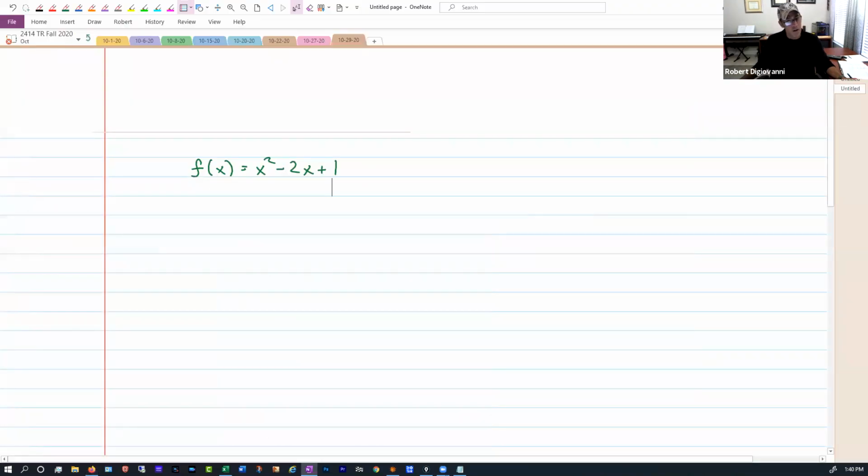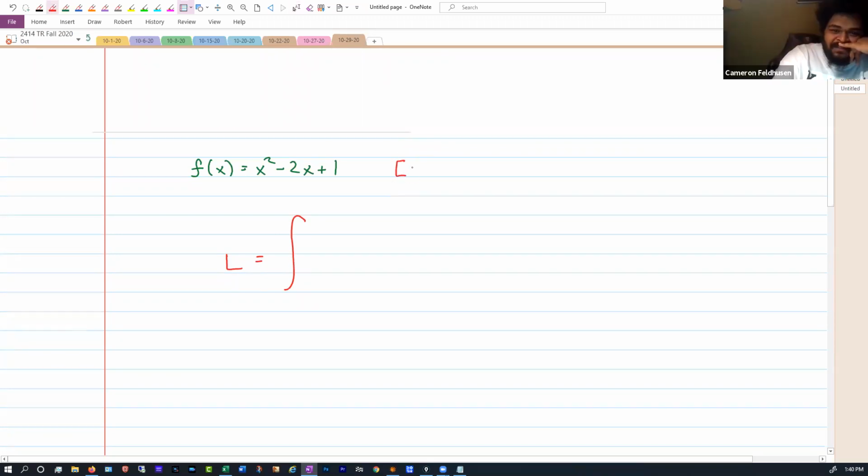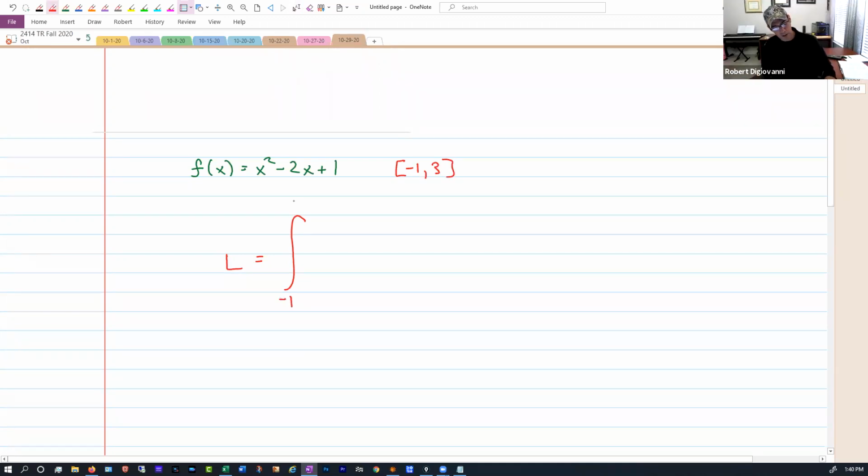Here I go. So the length should be equal to the integral, wait, what was the interval again? Negative 1 to 3. I need to put that here. So my integral is going to go from negative 1 to 3, and then it's going to be the square root of 1 plus.